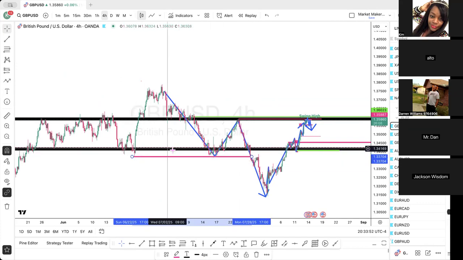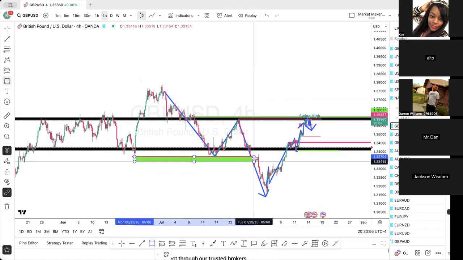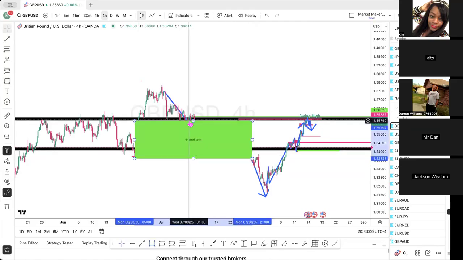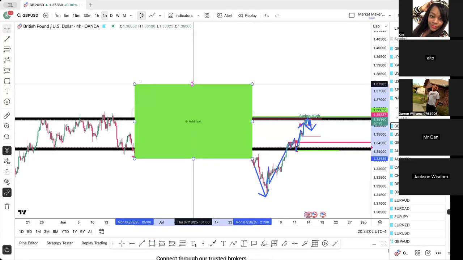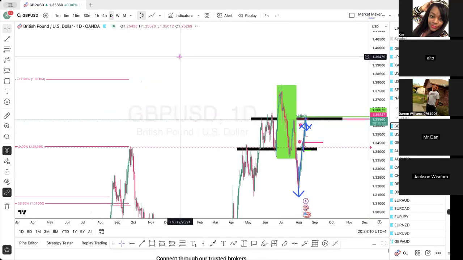So for me, everything from here to where price shifted, and then the highest point between the two is right here. This is my swing. This right here is my swing. So I see all of that.